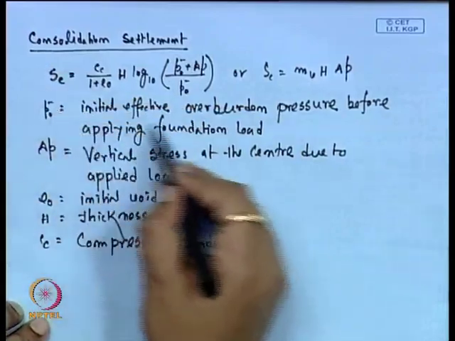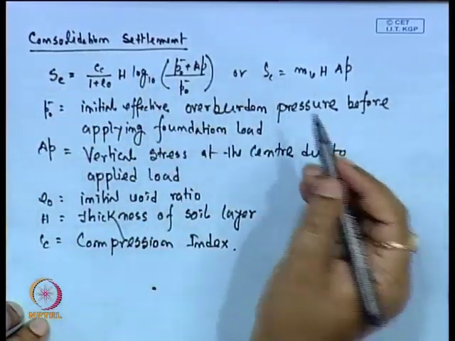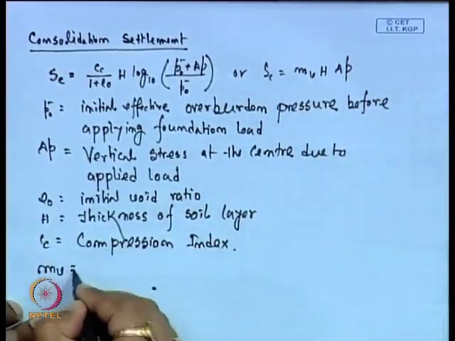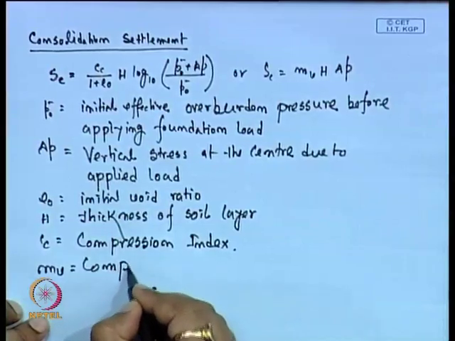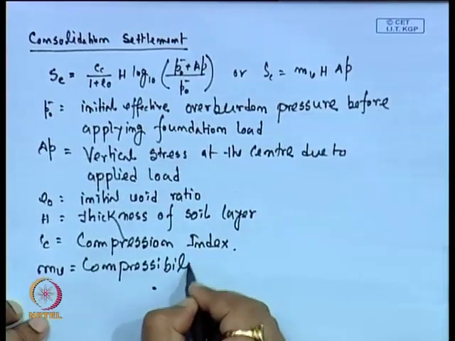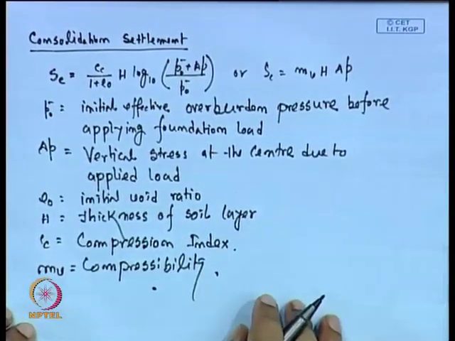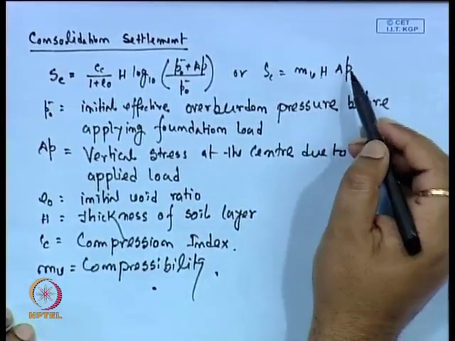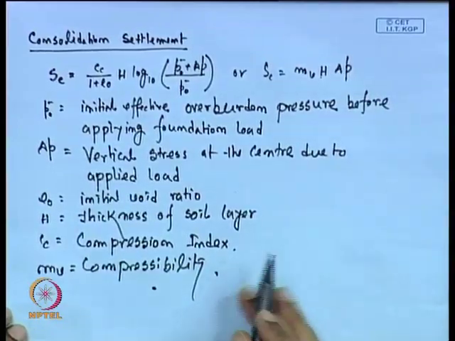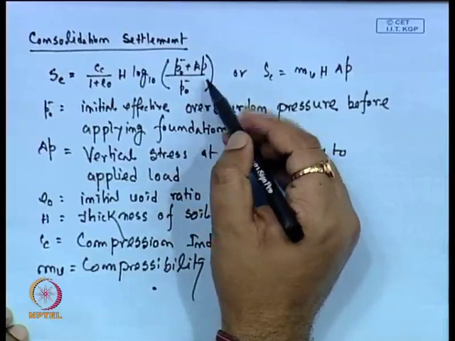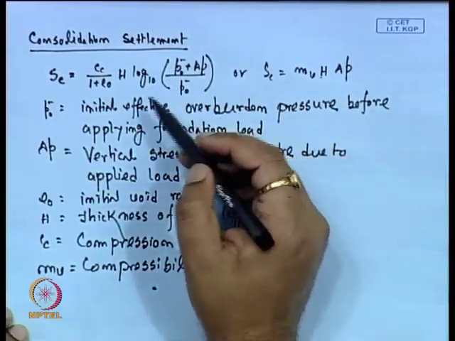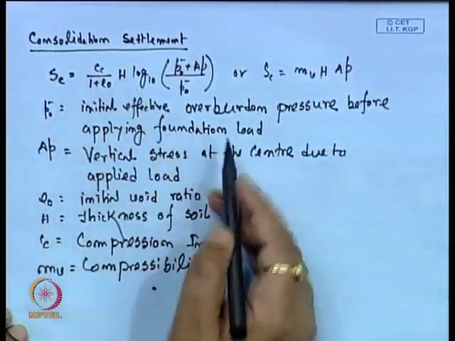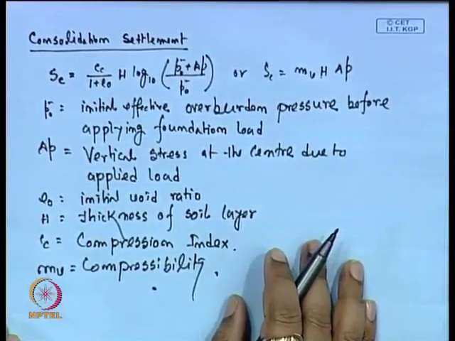So, either we can use this expression to calculate the consolidation settlement, or we can use this other expression, where mv is equal to the compressibility of the soil. Here also h is the thickness of the soil layer and del p is the vertical stress at the center due to the applied load. If it is a single layer, then we can calculate this way, or if it is multi-layer, then we can calculate the settlement at different points, then sum all the settlements, and you will get the total settlement of the soil layer.